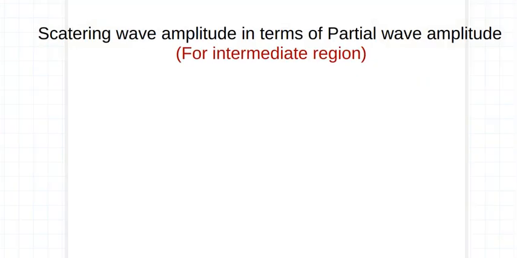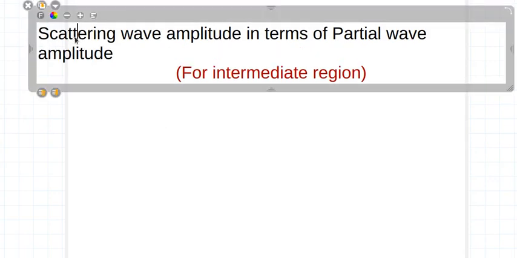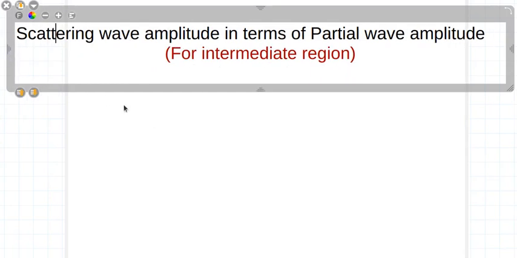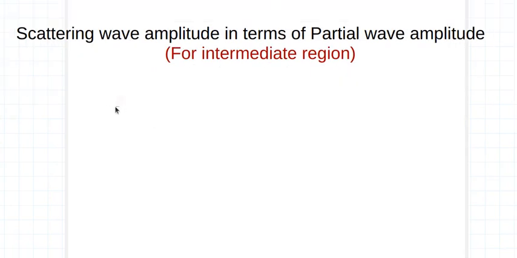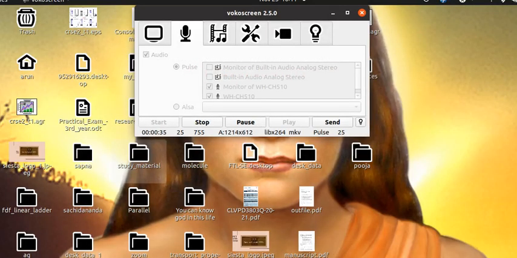So today I will discuss scattering wave amplitude in terms of partial wave amplitude, and we will discuss it for the intermediate region, right? Earlier we have discussed it, or tried to find out the scattering wave for the radiation zone. Now I will try to find it out for the intermediate region.